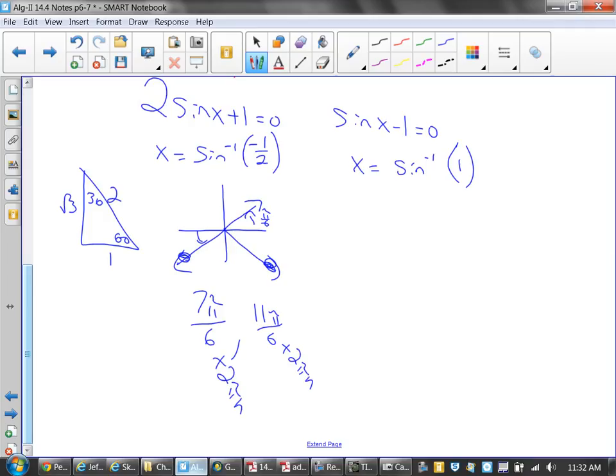And then go to the other one. Where does sine have a value equal to 1? In your calculator. It is in your calculator, yes, but where? Where's sine equal to 1?